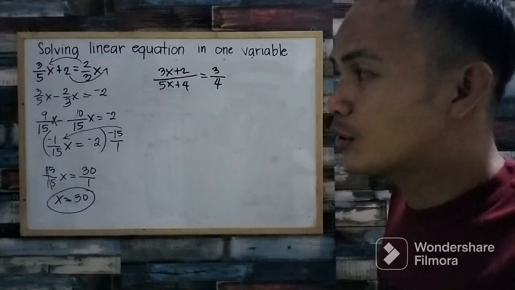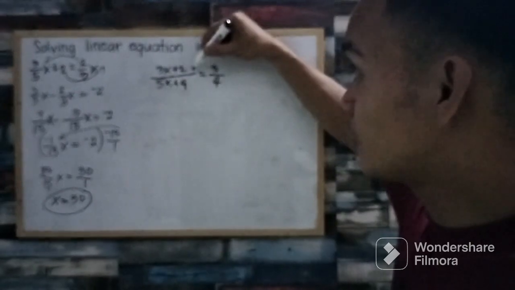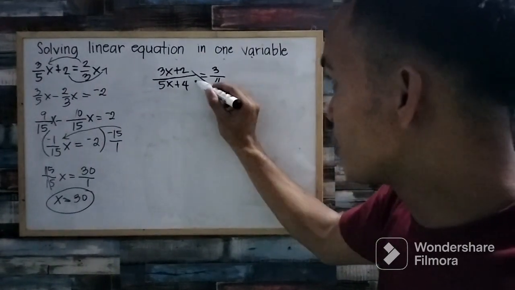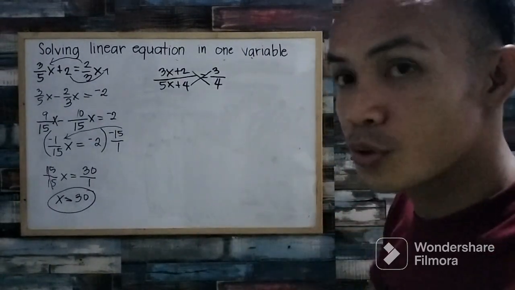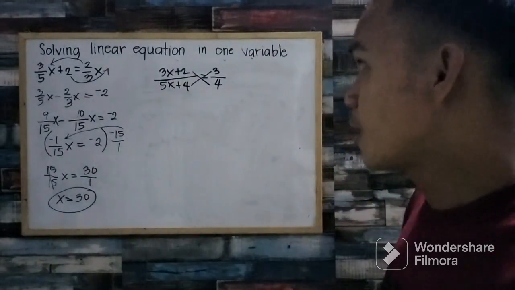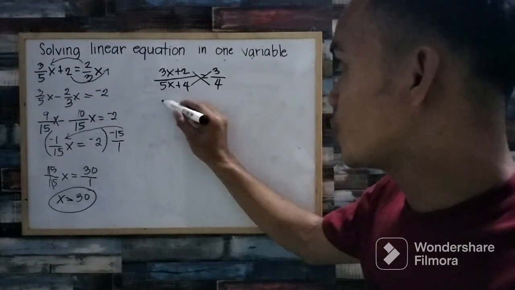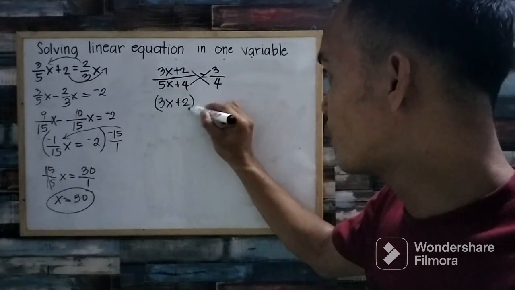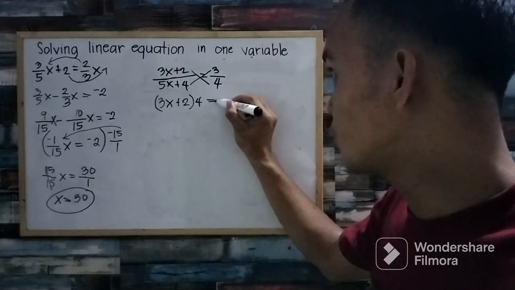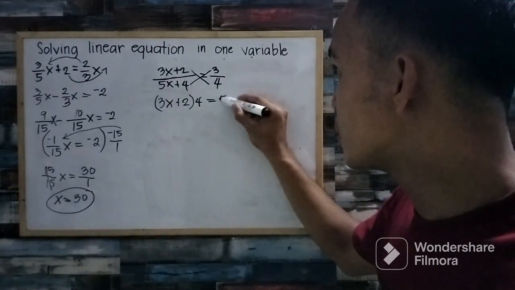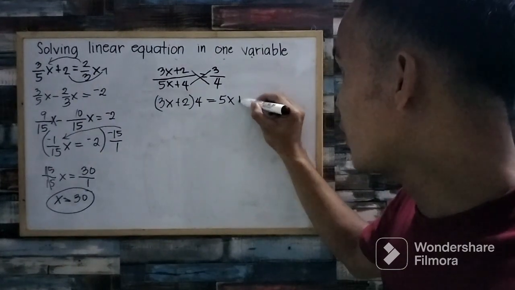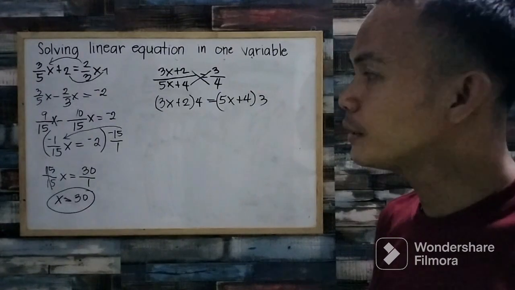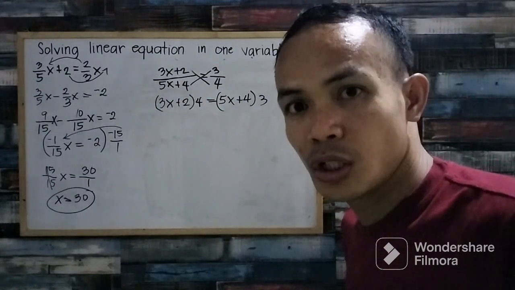So yung gagawin natin dito is we have to do the cross multiplication. Okay? So we cross multiply this and we also have to cross multiply that. So of course, uunahin muna natin yung 3x plus 2 times 4. So that becomes 3x plus 2 times 4 is equal to 5x. Cross multiply 5x plus 4 times 3. Alright? So nawawala na yung fraction.